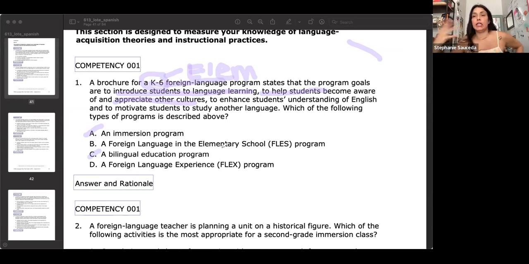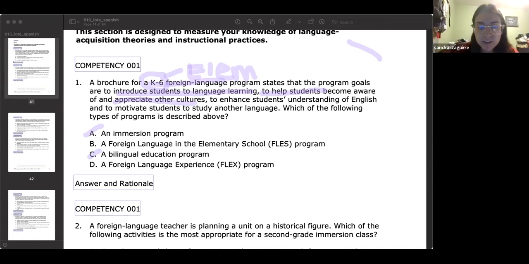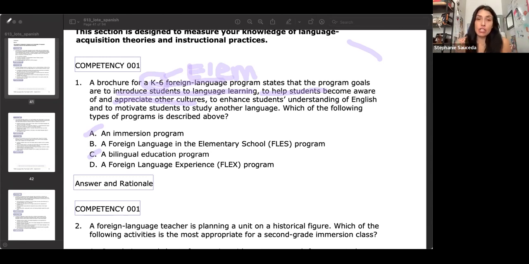Of our keywords and phrases, which one of them best matches introduction to language and all that other stuff? One of these would do a better job. A foreign language in the elementary school program, otherwise known as FLES, or a foreign language experience program, otherwise known as FLEX. Which one matches your keywords and phrases? Like which one? Letter D. FLEX. Do you think that D matches?